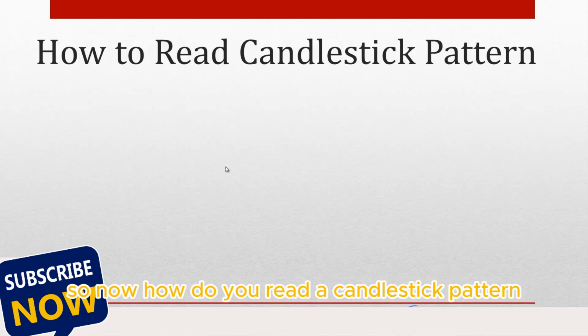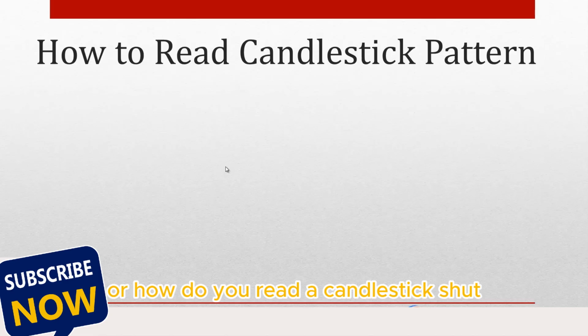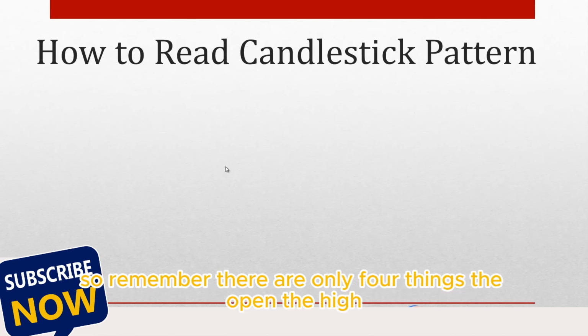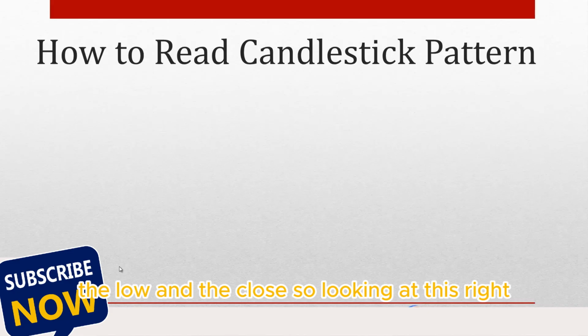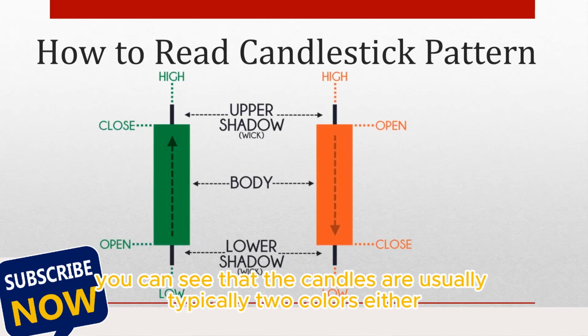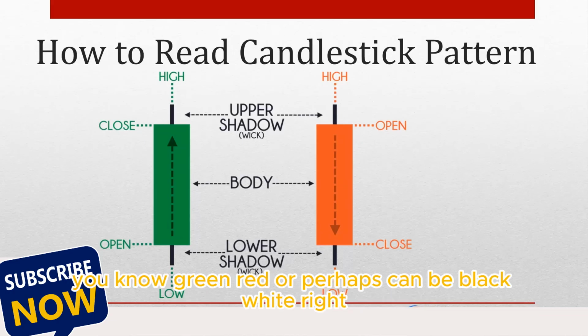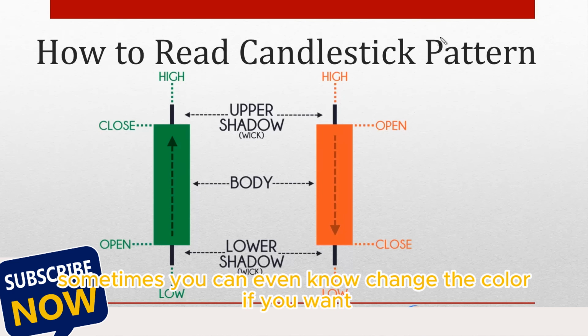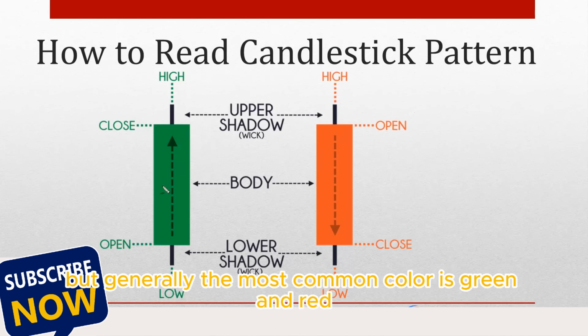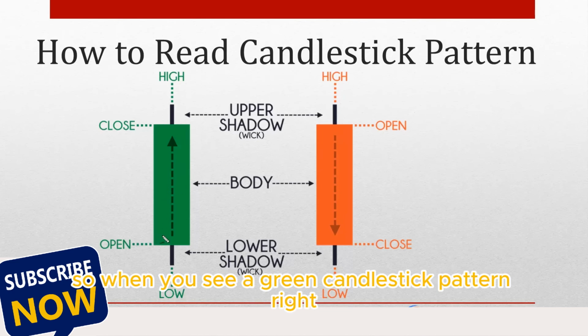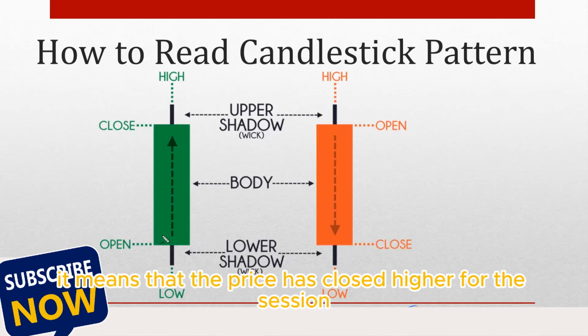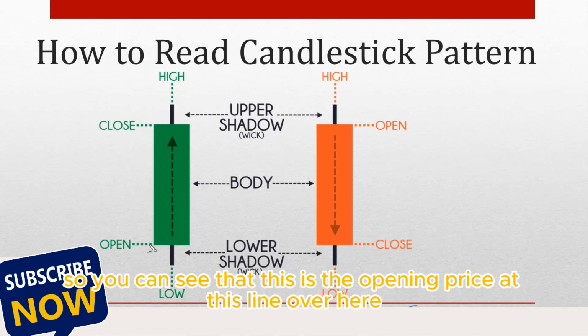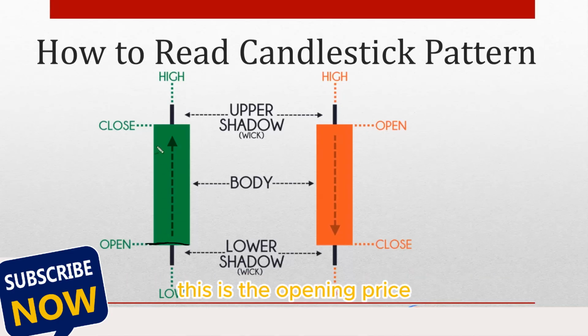So now, how do you read a candlestick chart? Remember, there are only four things: the open, the high, the low, and the close. Looking at this, you can see that the candles are typically two colors, either green and red, or perhaps black and white. Sometimes you can even change the color if you want, but generally the most common colors are green and red. When you see a green candlestick, it means that the price has closed higher for the session. So you can see that this is the opening price, and this is the closing price.